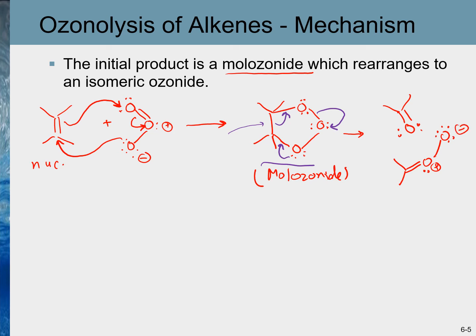So our molozonide relocates its valence electrons, and we get two fragments as shown here. Now these two fragments recombine with each other to form a five-membered ring structure called an ozonide. Initially we got a molozonide, now it's going to recombine to form the ozonide.